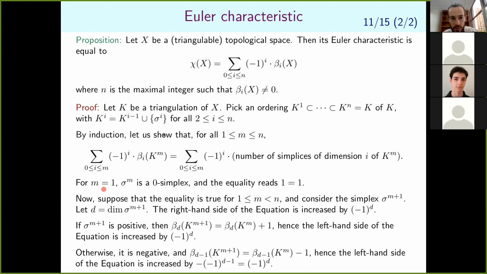There is a problem here. This is the sum until m, and the sum until n here. What changes is not the... we always do the sum over all Betti numbers and all simplices. The only thing that changes is m here.